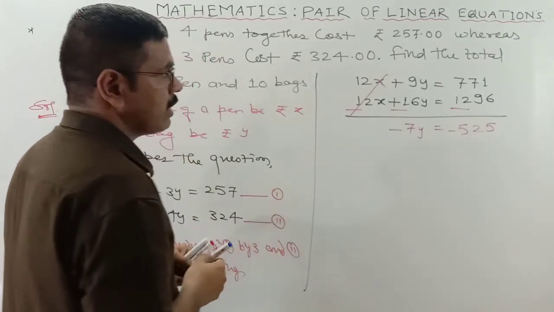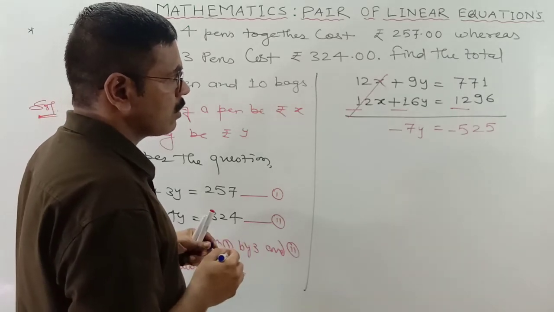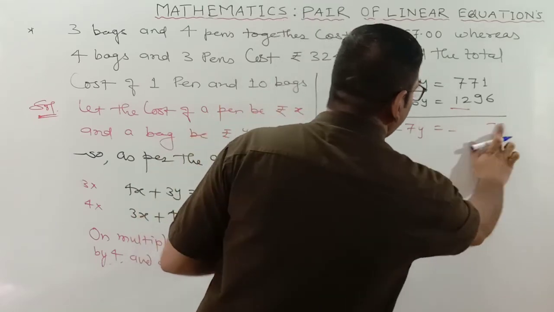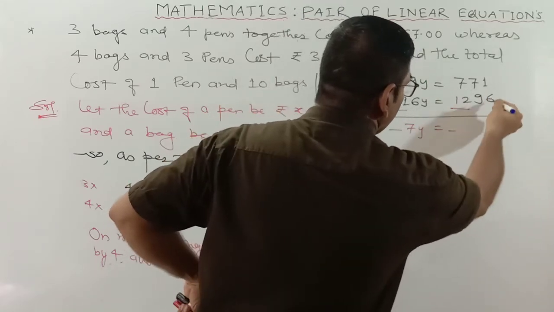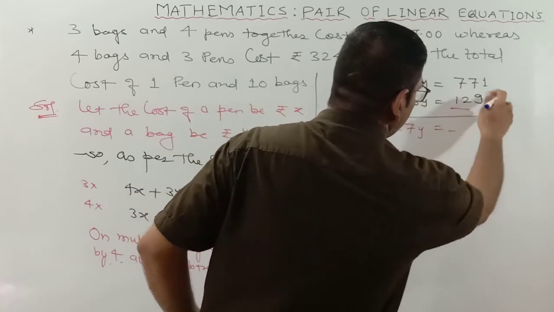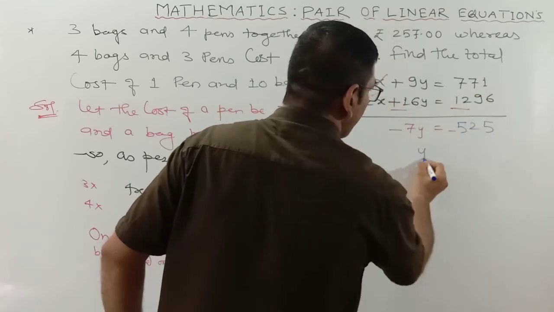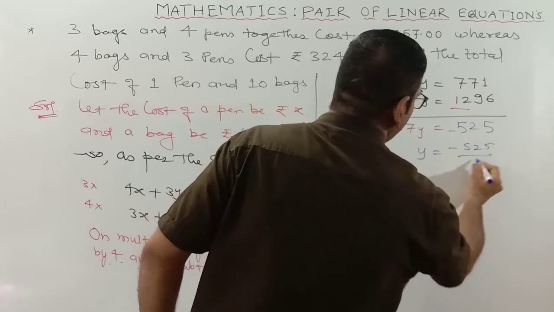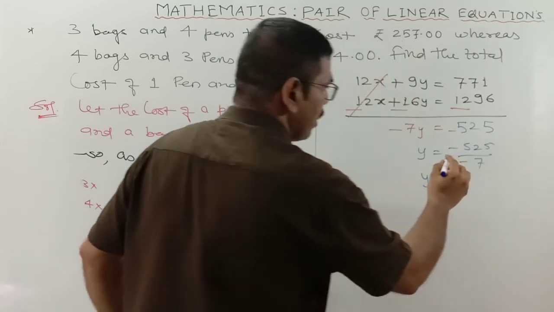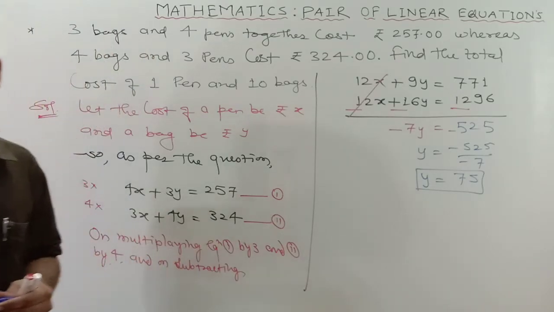So now we are just determining the solution. Yes, it is 525. So y is equal to minus 525 upon minus 7. So y is equal to 75. It is the cost of a bag.